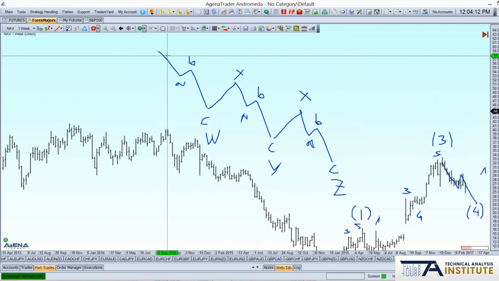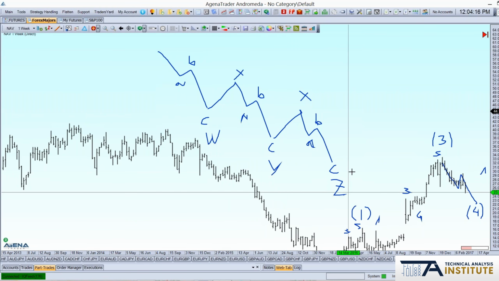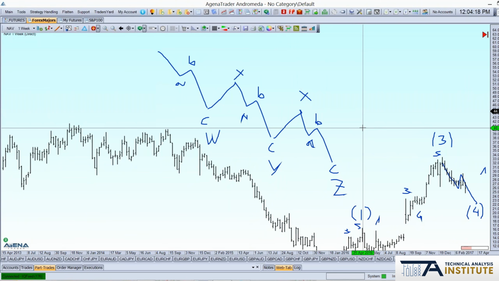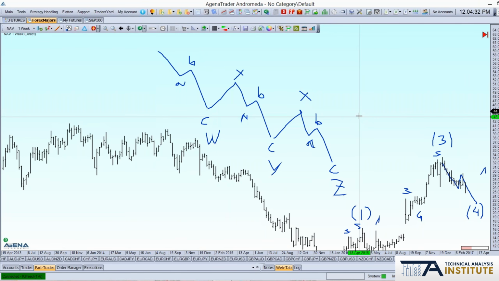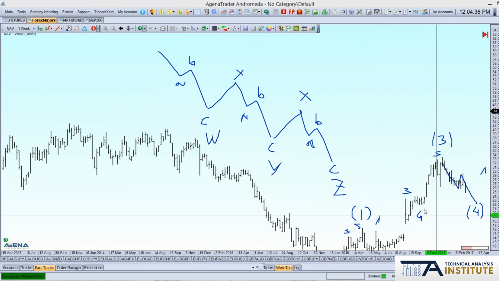So what we have here is what we call a WXYXZ, which means basically a triple zigzag. In this case, it's not called a triple correction, it's called a triple zigzag. Triple zigzags are different than triple threes. Okay, so let's go to a real market where we could see zigzags like that.